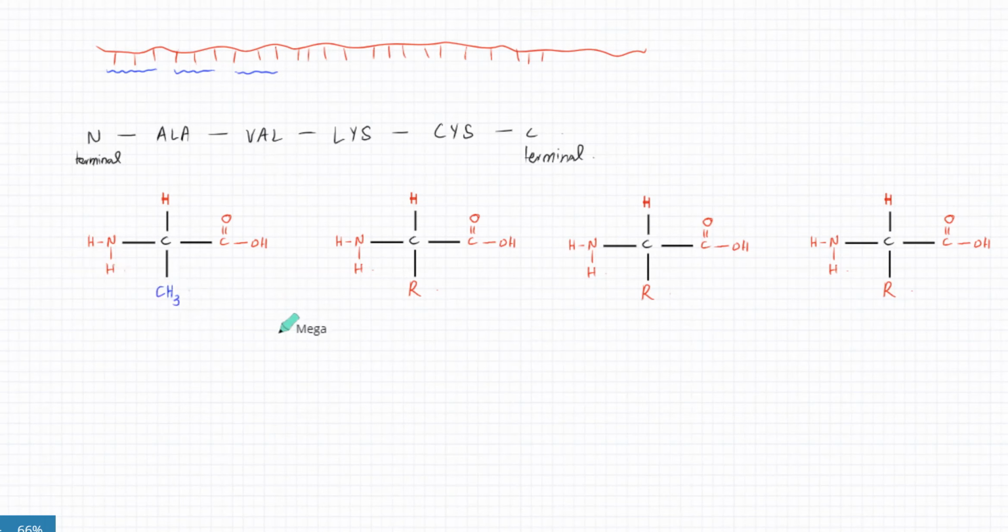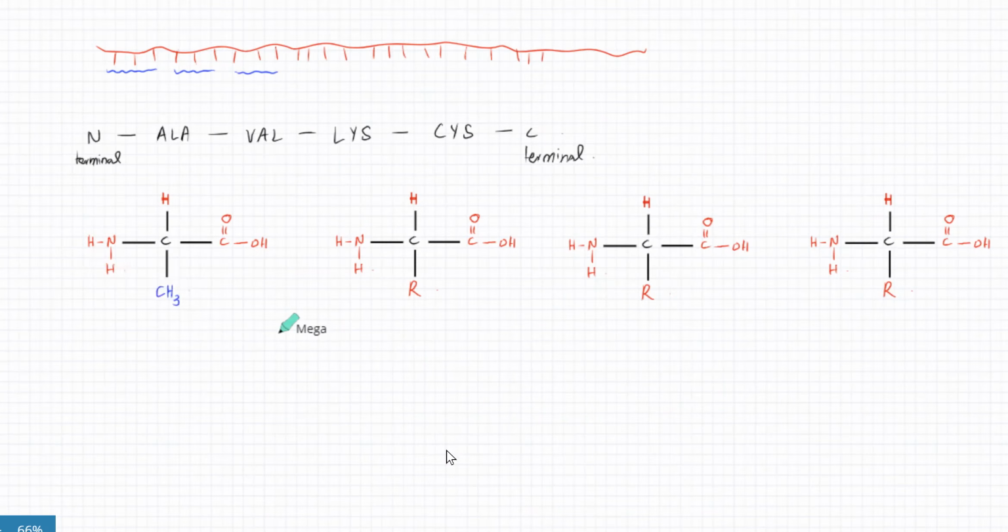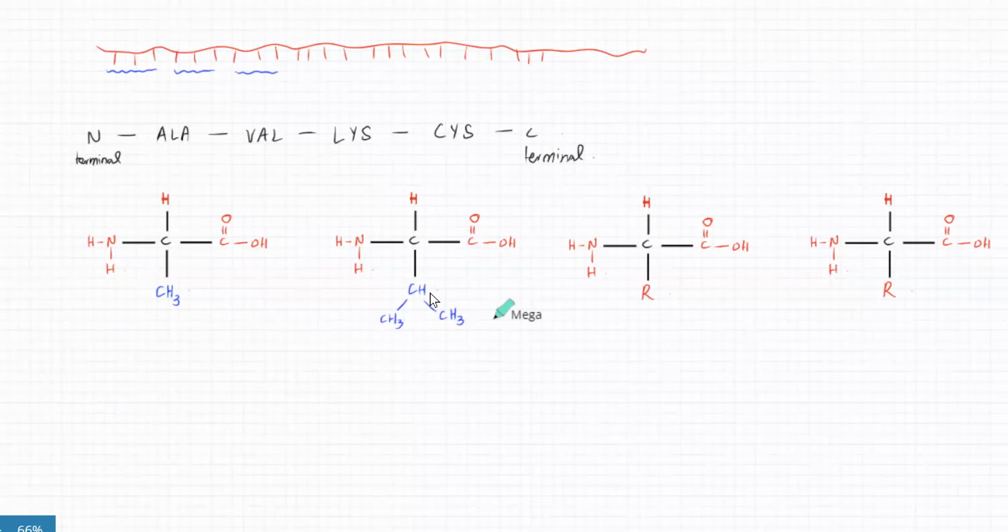What about the next one? The next one is valine. Open the data booklet and you'll have valine over here. Valine is this CH with two CH3 branches, so I'm going to change that. It is CH with two CH3 branches. And after that, I've got lysine, which we already did. That was 4 CH2s, so I'm just going to put CH2 in a bracket and put 4, and I'm going to add NH2 at the end.